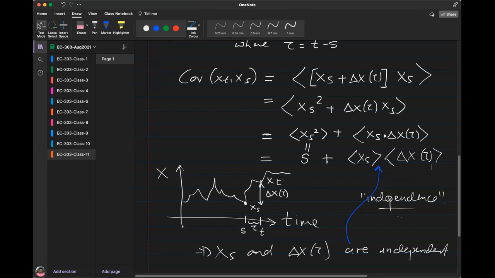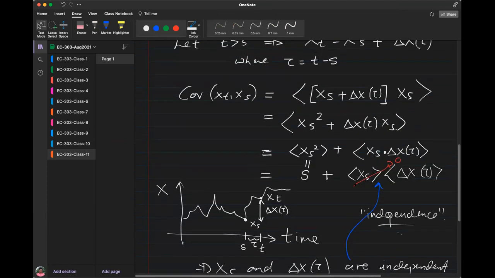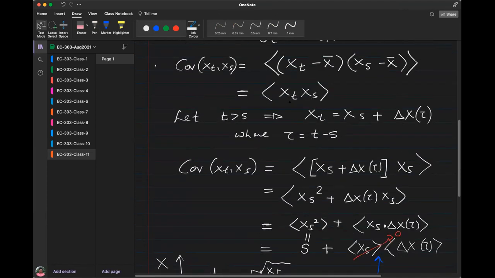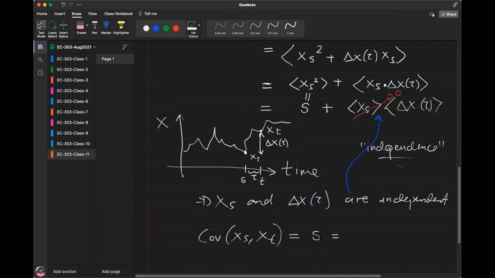What's the average displacement after s time minutes? It's 0, right? So this goes to 0 and therefore the entire product goes to 0. So therefore the covariance between xs and xt is basically s. And more generally, so just go back here, we assumed that t was greater than s. And if t was greater than s, we got the answer s here.